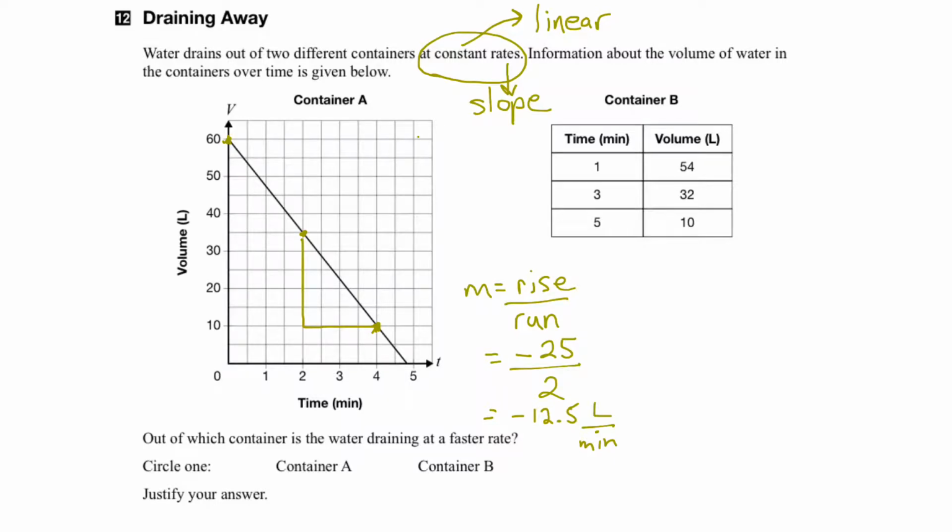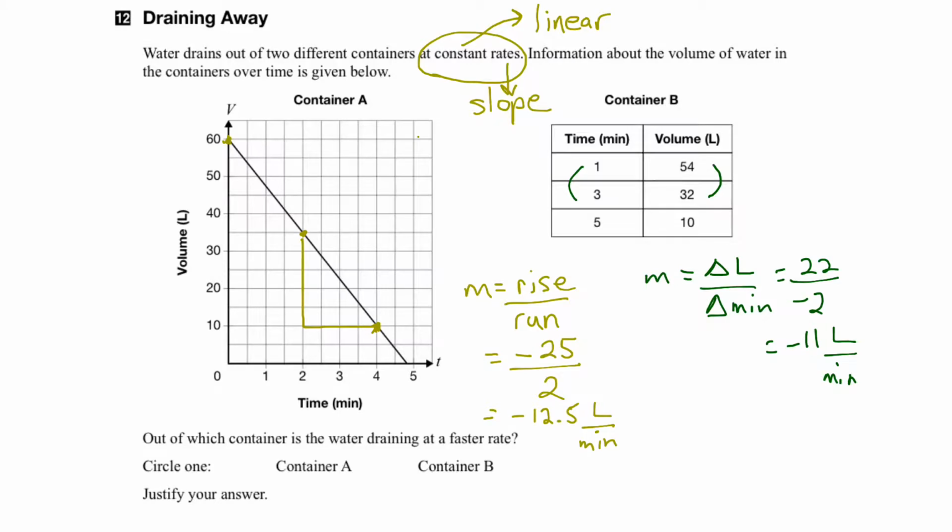All right, let's take a look now at container B, the table of values. And again here, slope would be rise over the run, or another way to think of it is the change in volume, liters, over the change in time, which is minutes. So if we look at the change here in liters, from 54 to 32 is equal to a change of minus 22 liters. And from 1 to 3 minutes would be a change of 2 minutes. So that would give us a slope or a rate of change of minus 11 liters per minute.